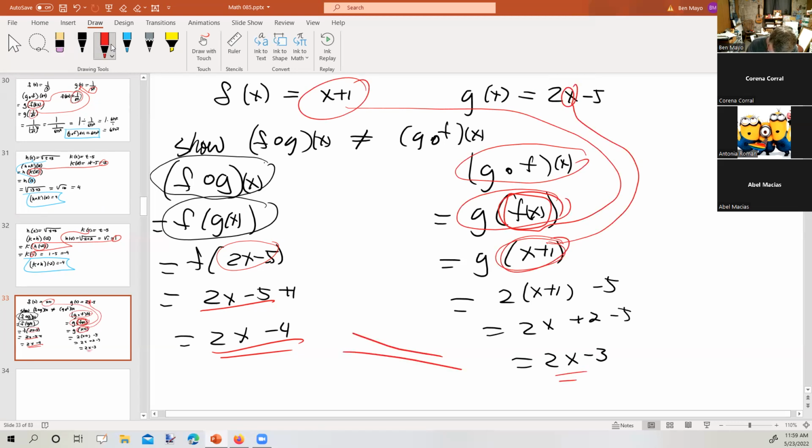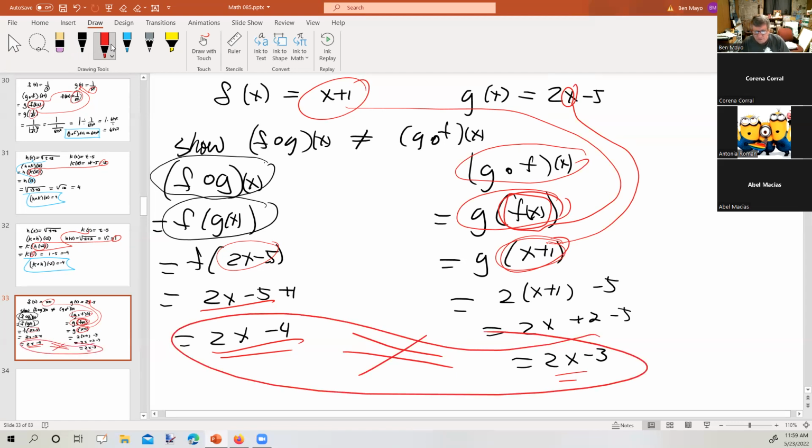And notice that these are not equal. So composition is not commutative in general. Tomorrow, we'll look at a special case where it is commutative, but that's tomorrow.